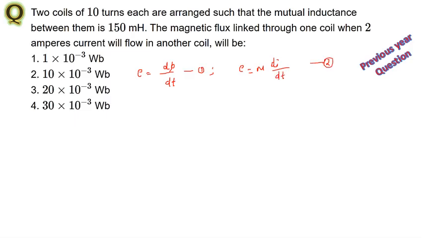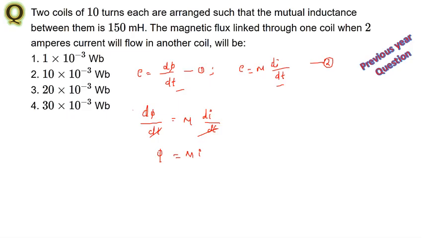From equation 1 and 2 we can write: d phi is about the changing flux in one coil, this is the first coil, and on the secondary coil it is the mutual induction, M into di divided by dt. The changing time in both coils will be the same. So phi is equal to M into I, because if you integrate on either side, d phi becomes phi and di becomes I.